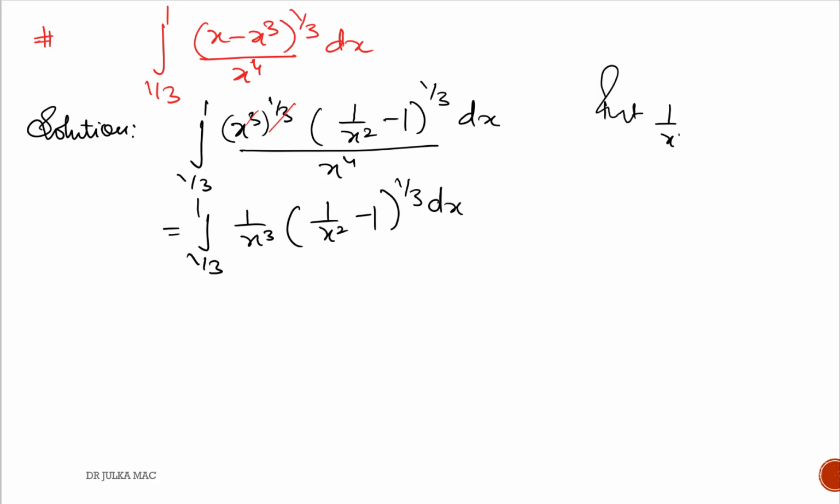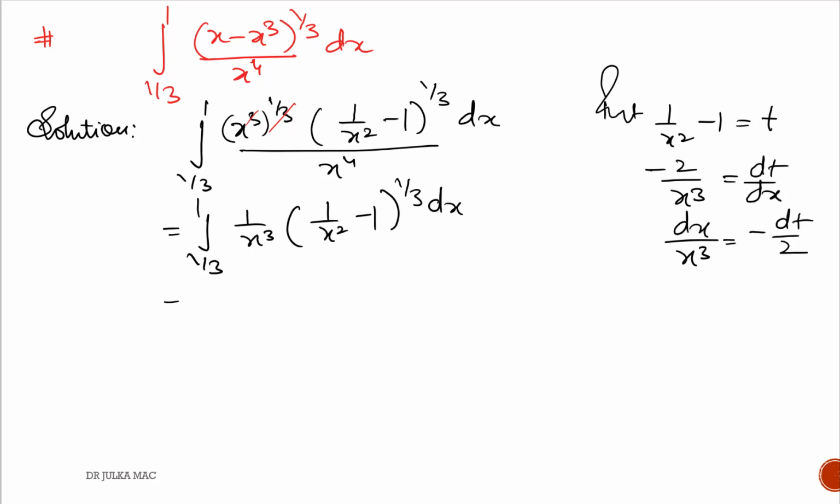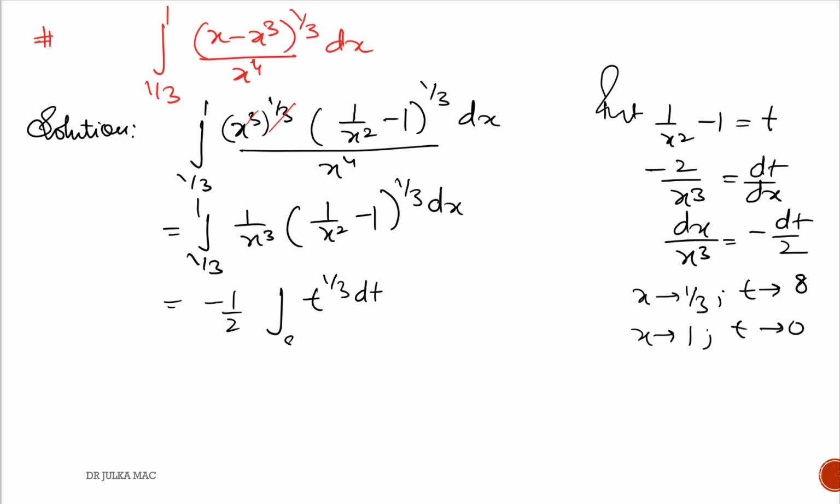Now put 1 by x square minus 1 equals t. After differentiating with respect to x on both sides, we'll get minus 2 by x cube equals dt by dx. So dx upon x cube is replaced by minus dt by 2, and 1 by x square minus 1 is replaced by t. When x is 1 by 3, the value of t is 8, and when x is 1, the value of t is 0.